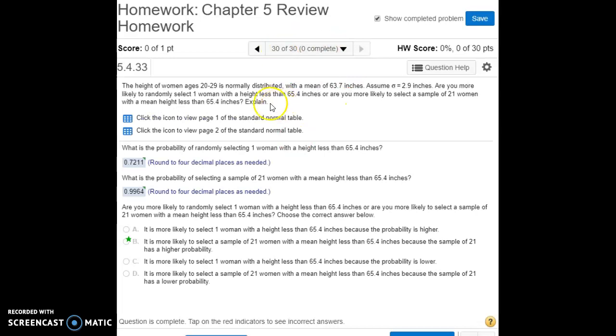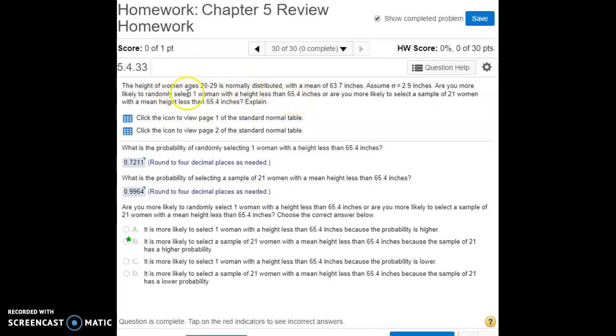And number 30, we have a normal distribution. It's of the height of women in this example. We're told the mean of that population, and we're told the standard deviation for that population. And we want to compare whether it's more likely to randomly select one woman with a height less than a certain value, or to select a sample of a certain size, in this case 21 women, and the mean from that sample be less than that same value that we're looking at.